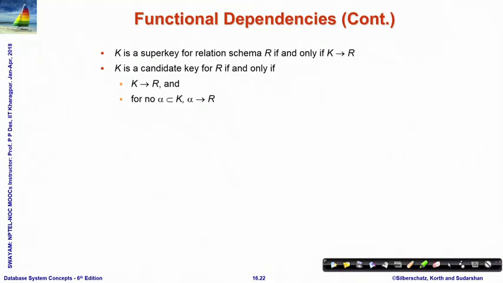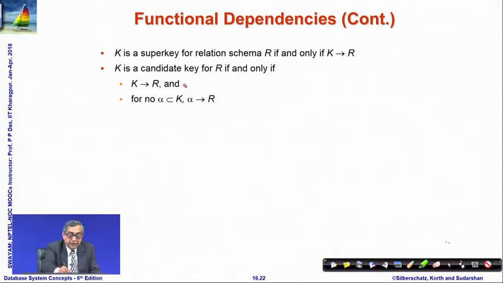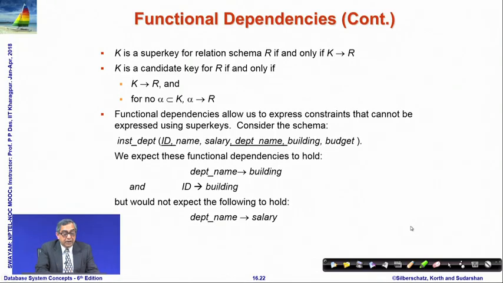Which means that K is a candidate key if two conditions are satisfied. The first condition says that it is a super key, that it functionally determines all the attributes, and the other condition says minimality, that there is no subset alpha of K such that alpha functionally determines R. If there exists a proper subset alpha of K such that alpha functionally determines R, then K would not be a candidate key. We will have to check for alpha. So, these two, which we had stated earlier in qualitative terms, are now mathematically established.